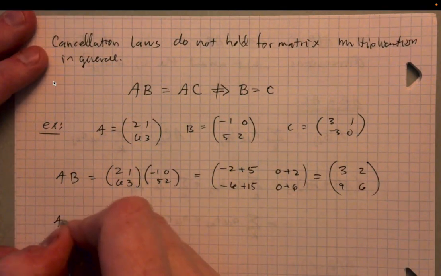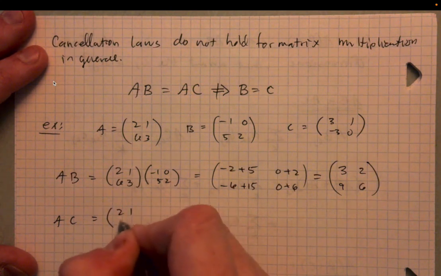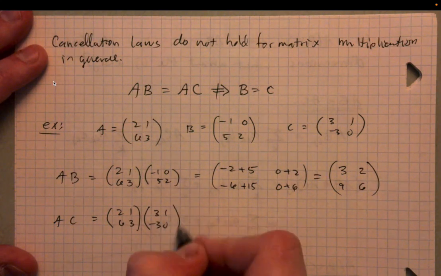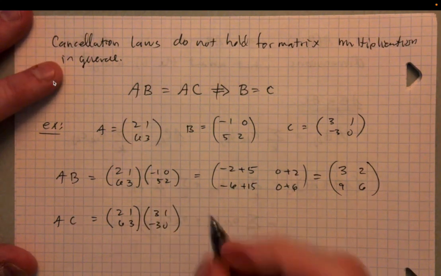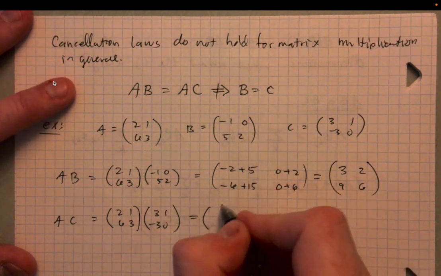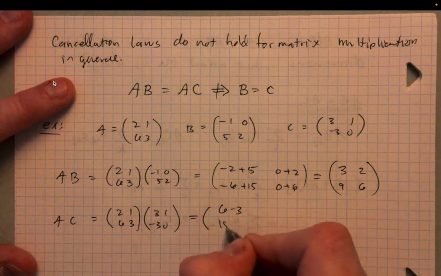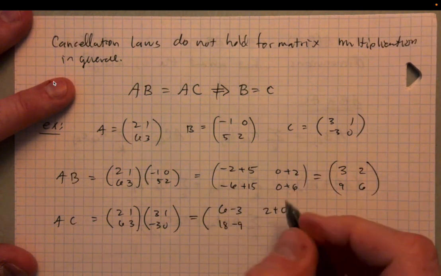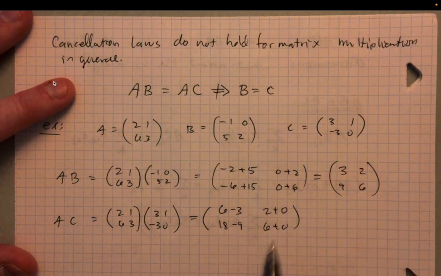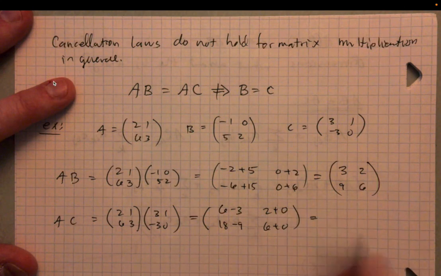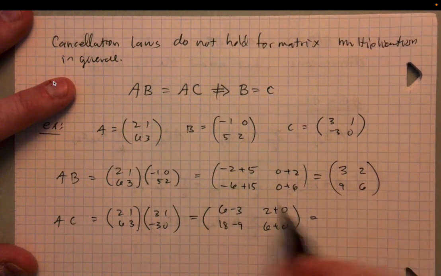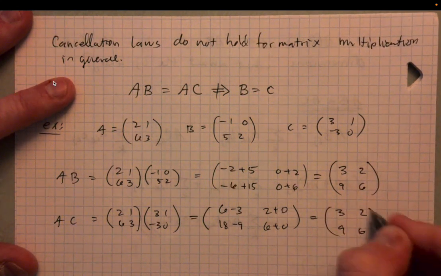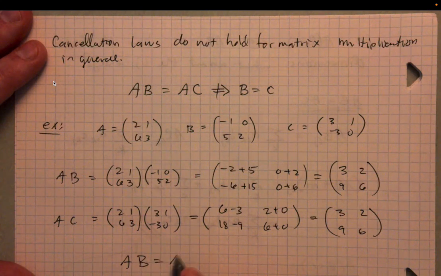And when we do AC, it looks similar here, but with 3, 1, -3, 0. Obviously, C is a totally different matrix than B. But when we do the multiplication, we get 6 minus 3, 18 minus 9, 2 plus 0, and 6 plus 0. When we simplify all of this, you'll see that you get 3, 2, 9, and 6 again. So that shows us that AB is equal to AC.